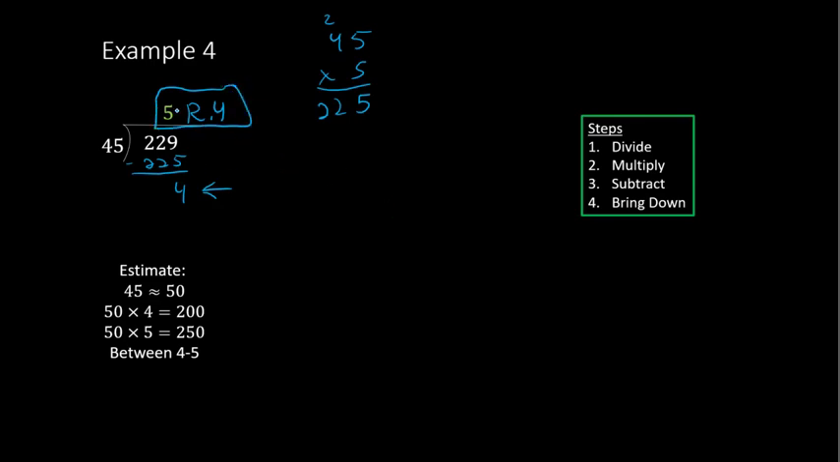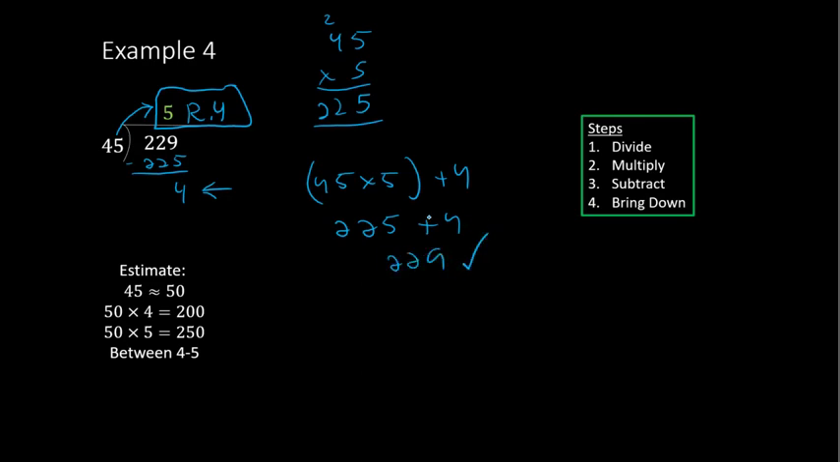And we could double check our work where we would do 45 times 5, and then we could add the remainder of 4. So 45 times 5, we already got that to be 225 up here. Then add 4, that gives you 229. So because this number is the same as 229 over here, that means we do have the correct solution.